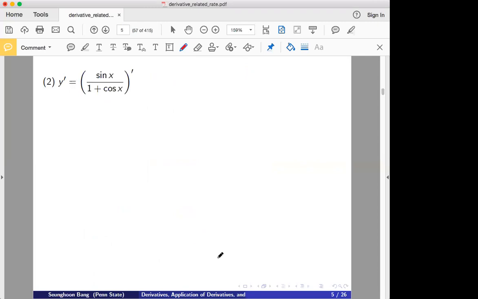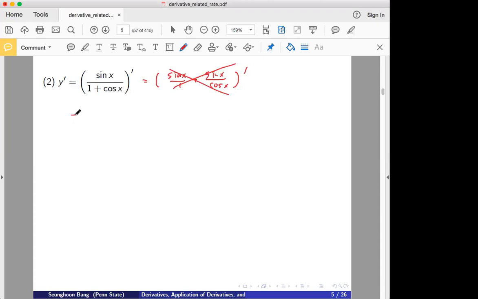The next is y prime equals the derivative of sine x over 1 plus cosine x. So how can you find this? Could you split like this? Is it possible or not? Sine of x over 1 plus sine of x over cosine of x prime. Does it make sense? So what do you think? Yeah, don't do that. The denominator has two terms, so don't split. This is impossible. You cannot do it. No.